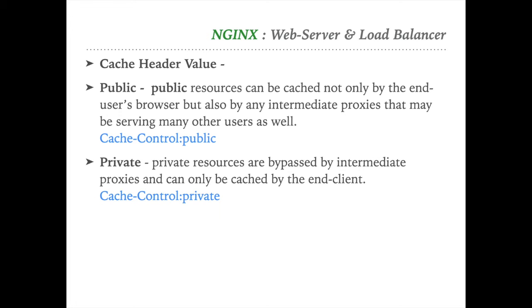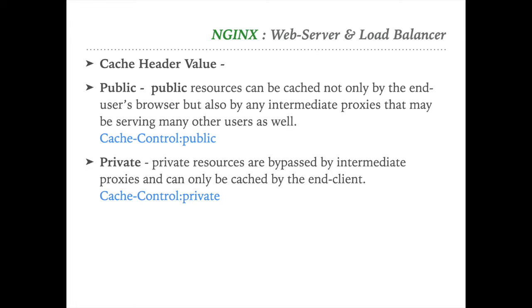Then the second is private. Private resources are bypassed by intermediate proxies and can only be cached at the end client. It means the copy of that particular resource will only be cached at the end client who is trying to access that resource. All the intermediate proxies, all the intermediate servers, will not cache that particular resource.